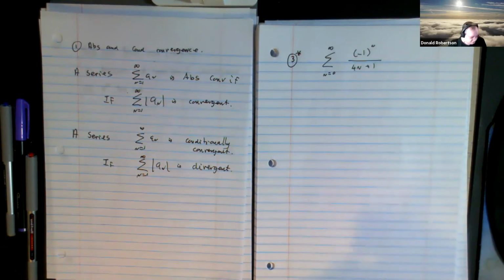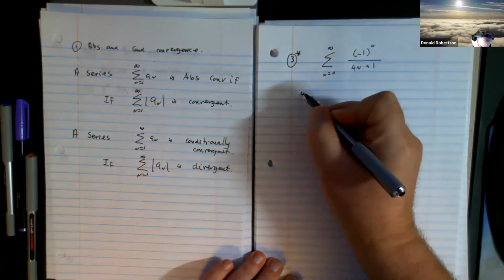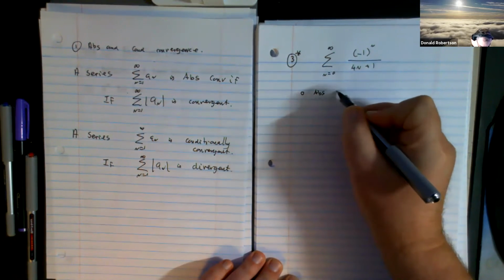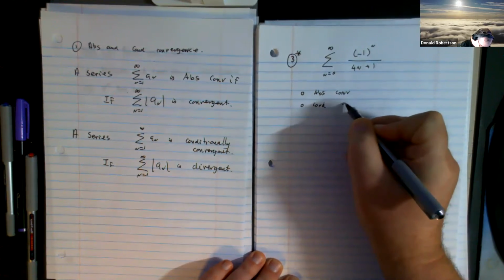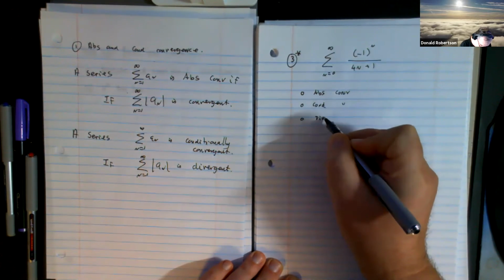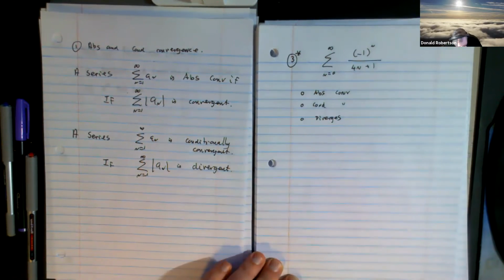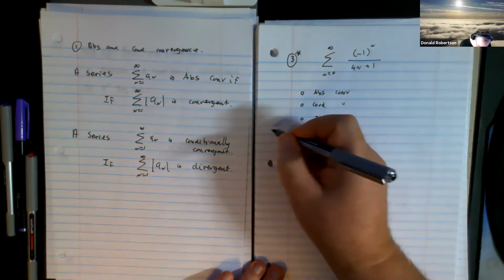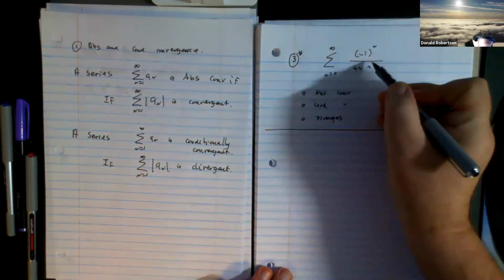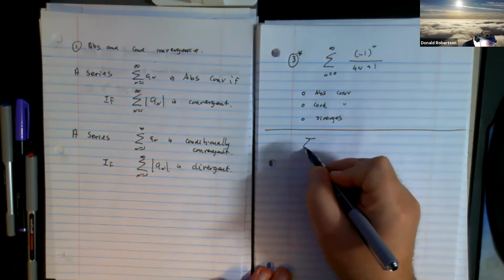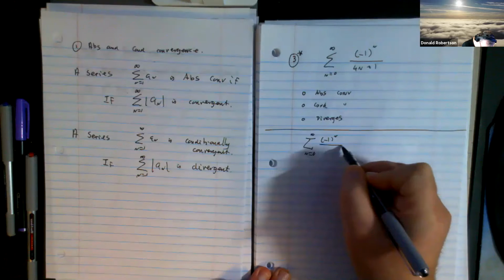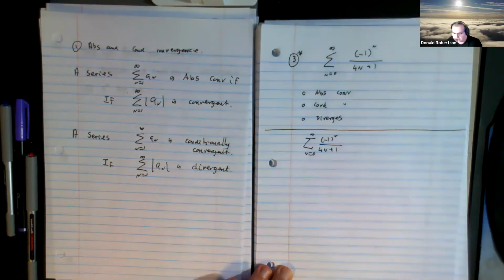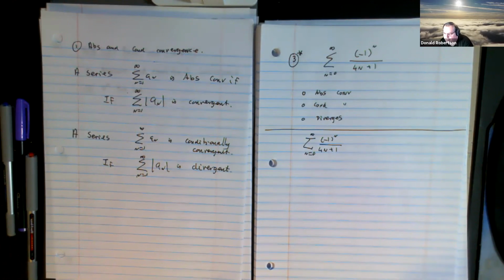Now, in the homework, it just has 3 circles: absolutely convergent, conditionally convergent, or it just diverges. So our job is to figure out which one of those 3 it is. So let me look at this guy. Would you agree this is an alternating series, which most of these questions are going to be?